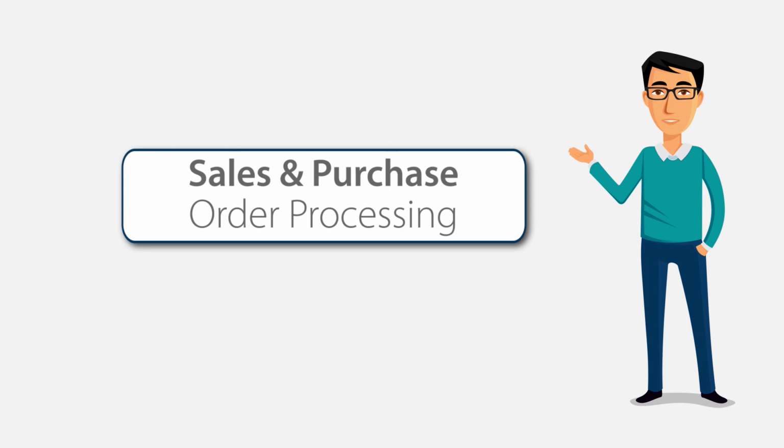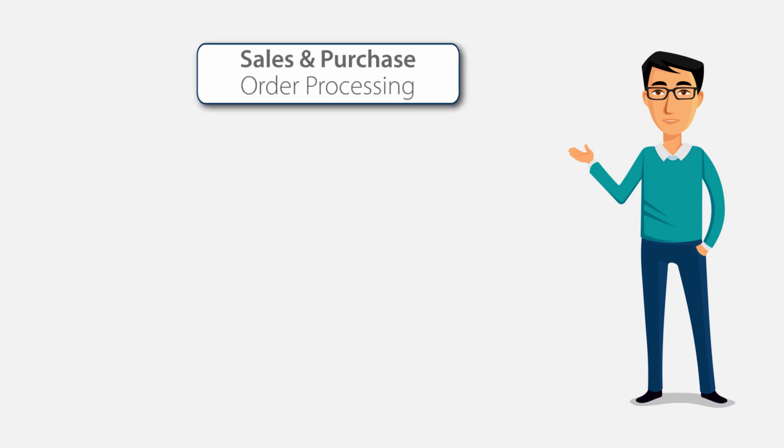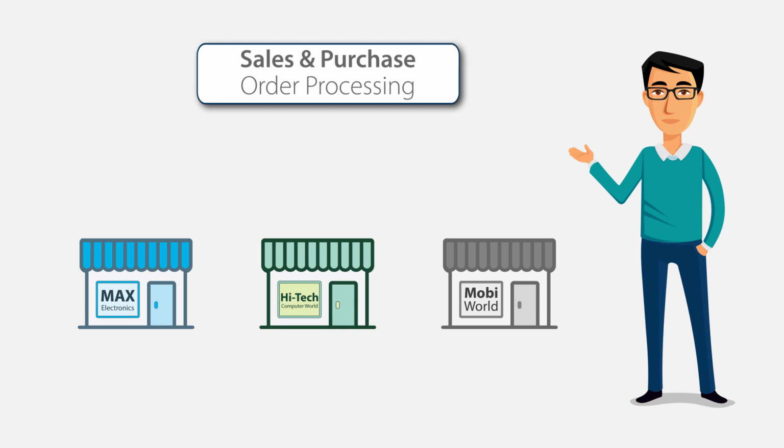In this session, you will learn about sales and purchase order processing in TallyERP 9. The order processing cycle differs from business to business. Sometimes the same organization may follow a different process at different times for different products and parties, or a completely different cycle for purchases and sales.